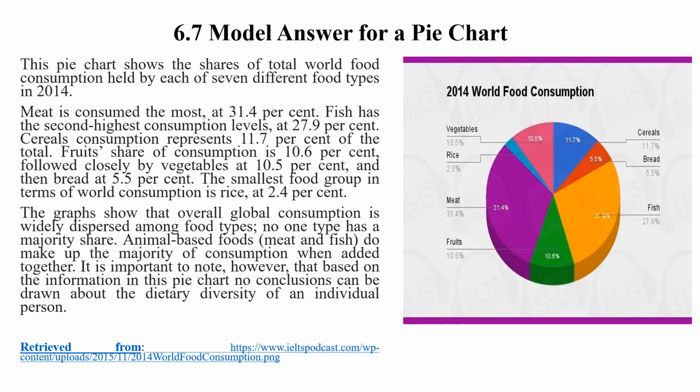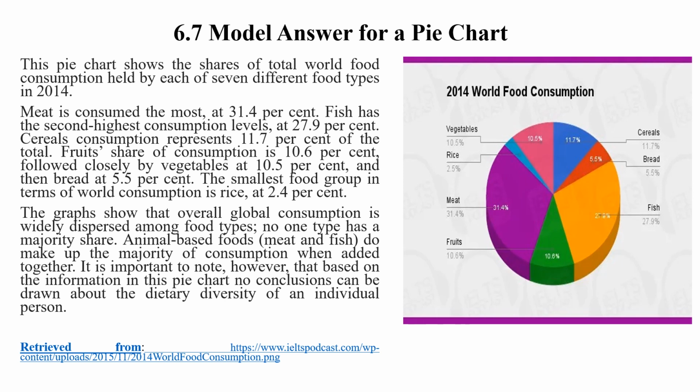And now it's time for the model answer for the pie chart. Look at this diagram, world food consumption. And let's look at the description. This pie chart shows the shares of the total world food consumption held by each of 7 different food types in 2014. Meat is consumed the most at 31.4%.